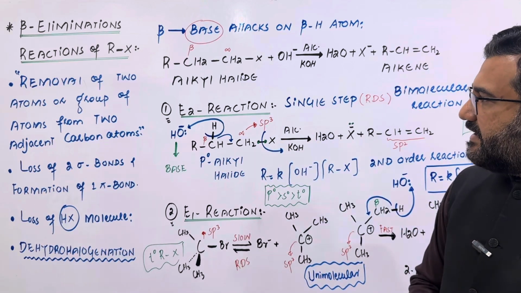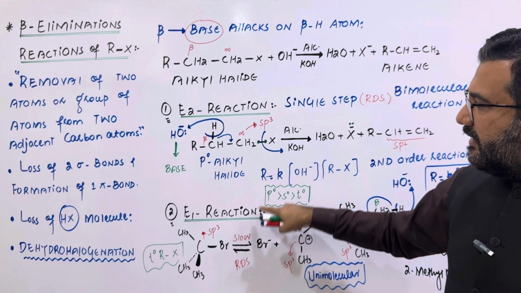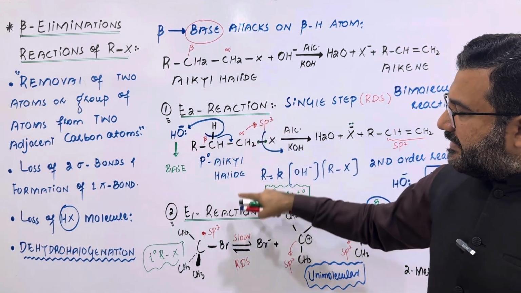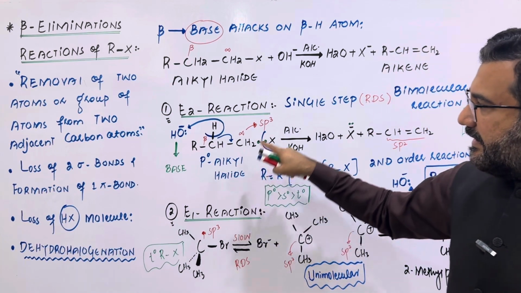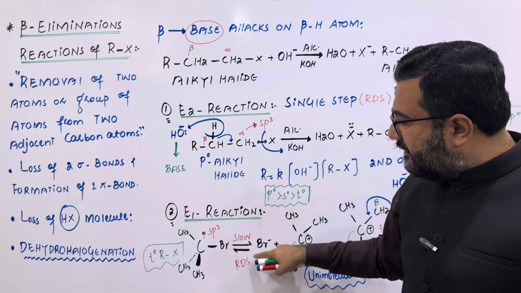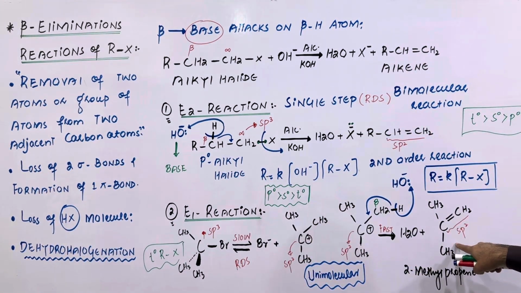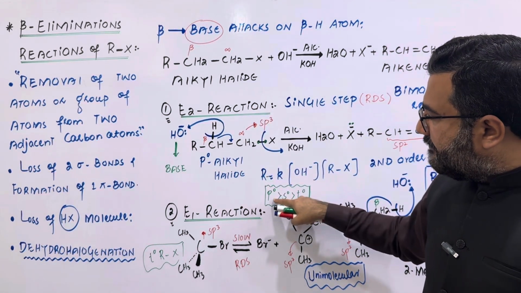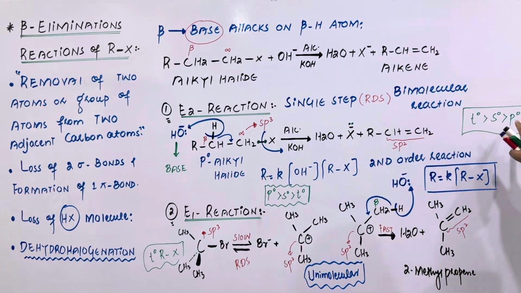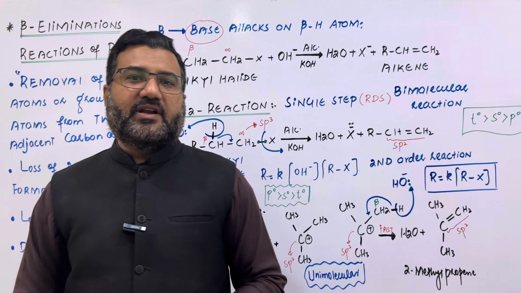Let us just revise this in 1 minute. E2 is single step, E1 is two step; E2 is bimolecular, E1 is unimolecular; E2 shows second order kinetics, E1 shows first order kinetics. In E2, hybridization changes from sp3 to sp2 in the rate determining step, but in E1 the second step has no change in hybridization. E2 is most feasible with primary and least feasible with tertiary. E1 is most feasible with tertiary and least feasible with primary. So that was the comparison between E2 and E1.